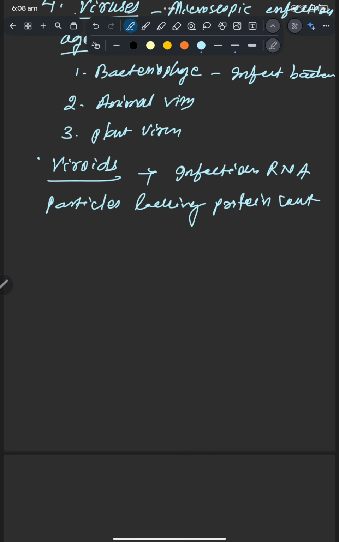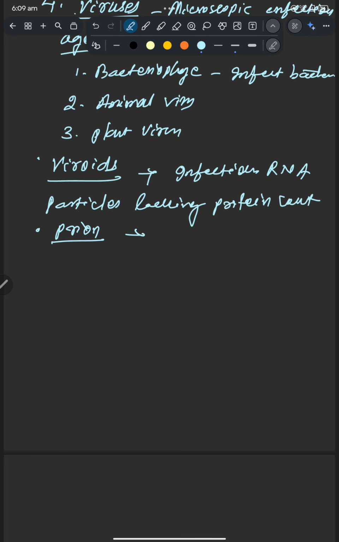A bacterium has a protein coat and genetic material, which may be RNA or DNA, but viroids are only infectious RNA particles. They don't have any protein coat. Okay, the next one is prion.